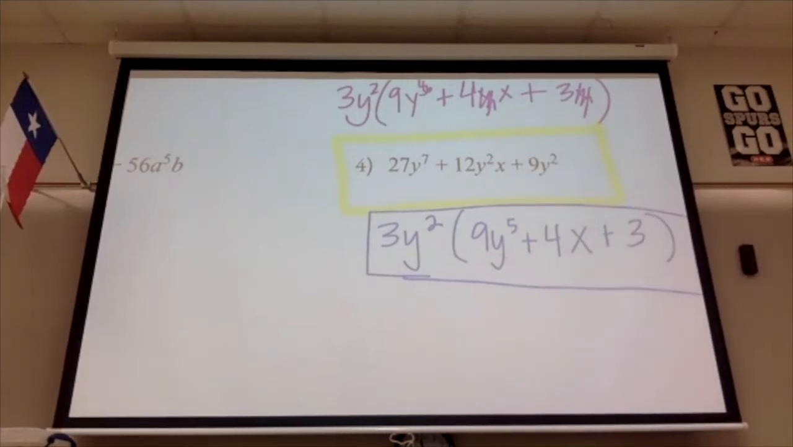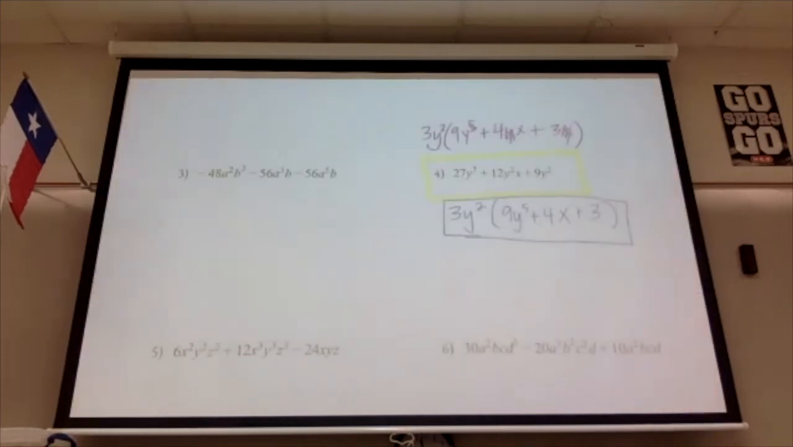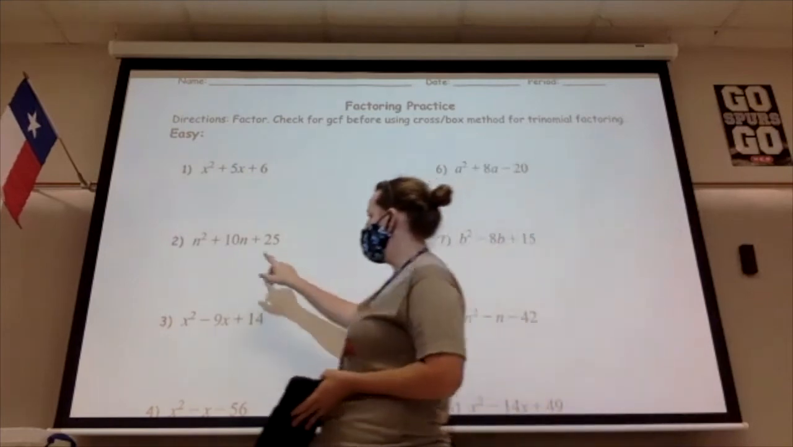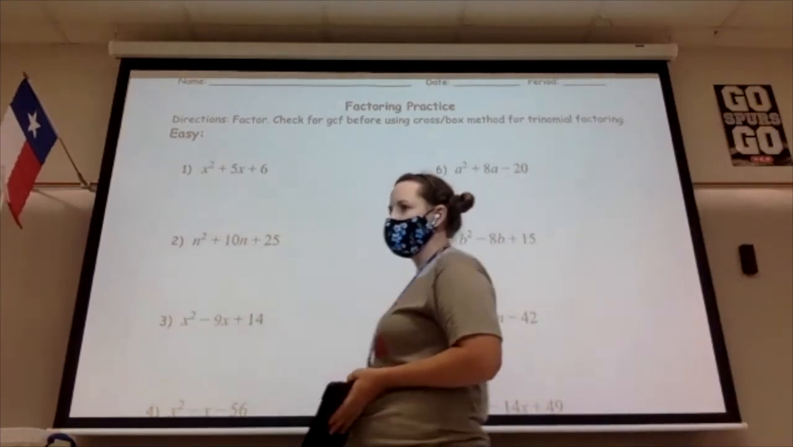So more commonly, you make that mistake when you're taking out your coefficient as opposed to your variables. Okay, any questions on greatest common factor factoring? Okay, next way we're going to look at is just your standard trinomial factors. So this is like when you were in Algebra 1, you're looking for two things that multiply to get you 25, add to get you 10.